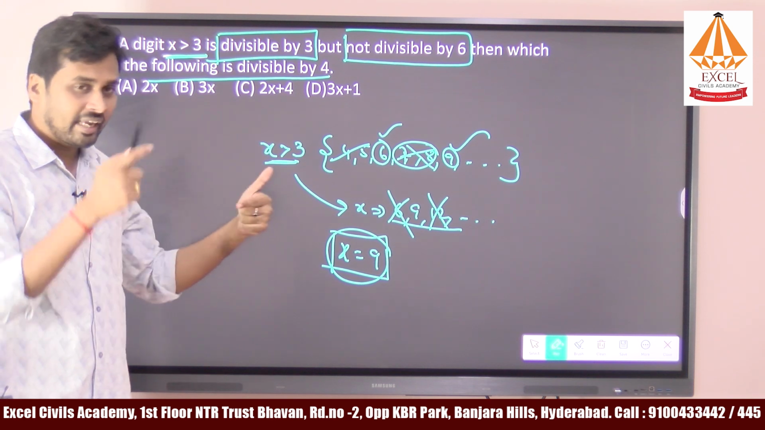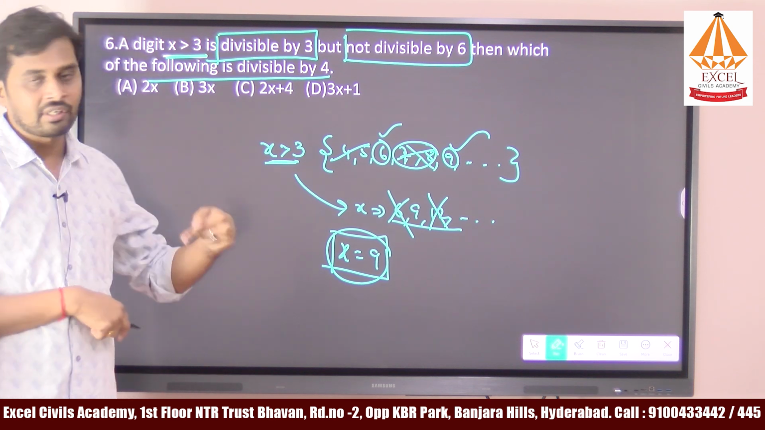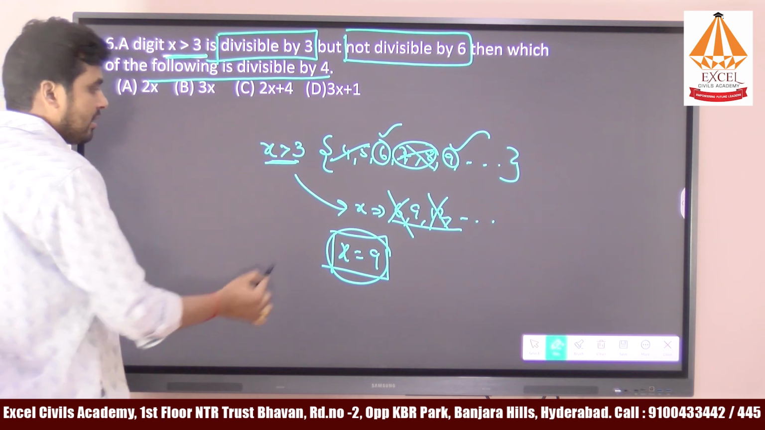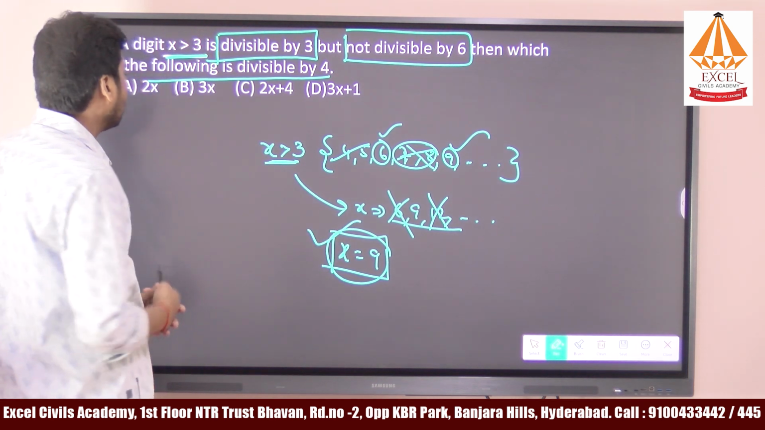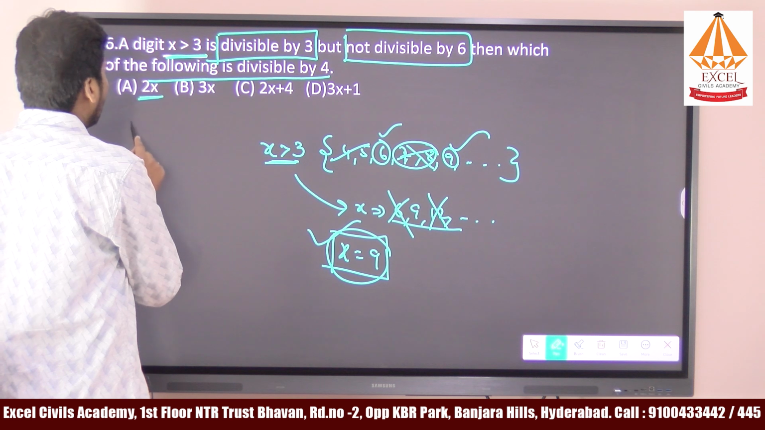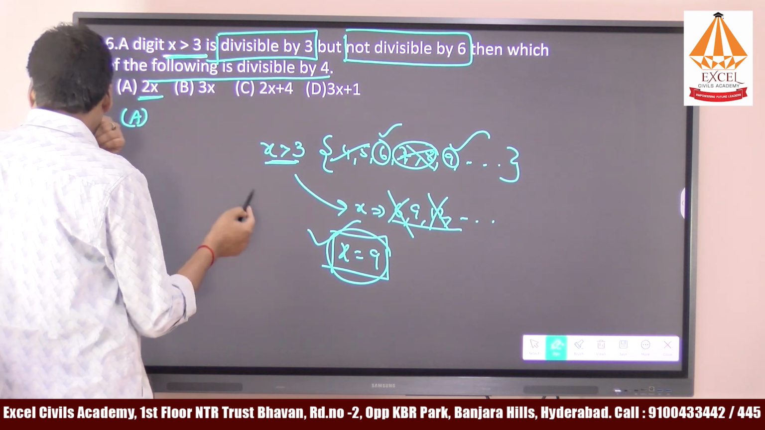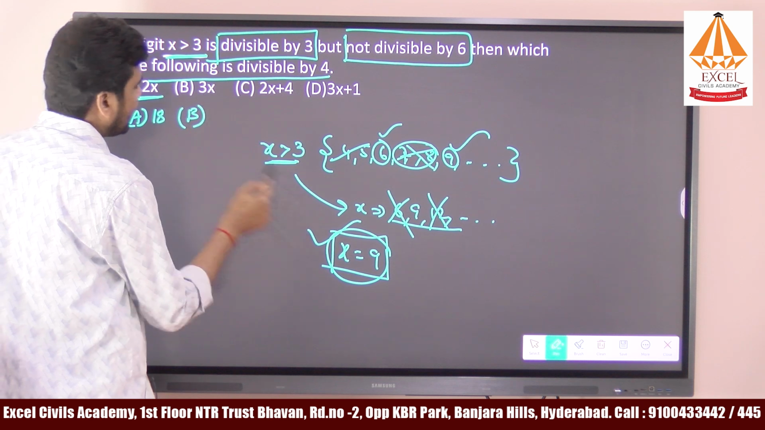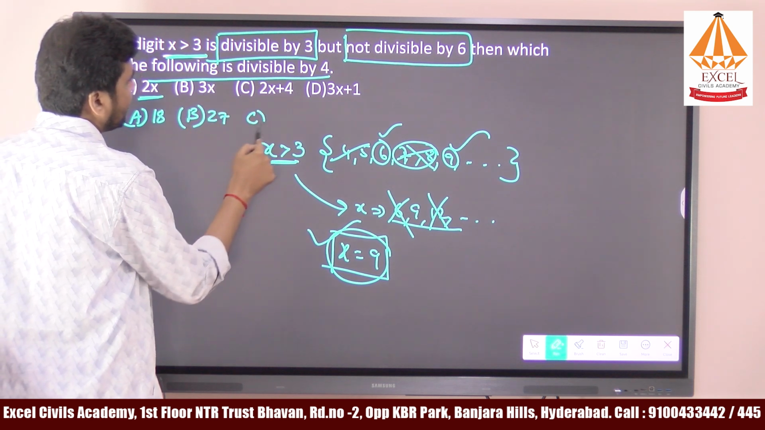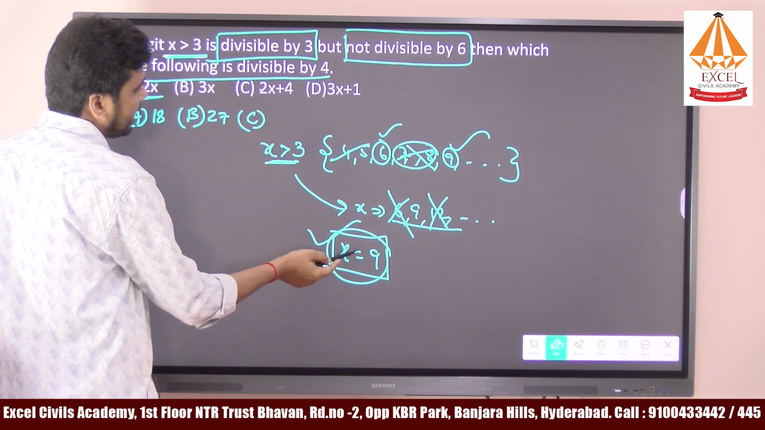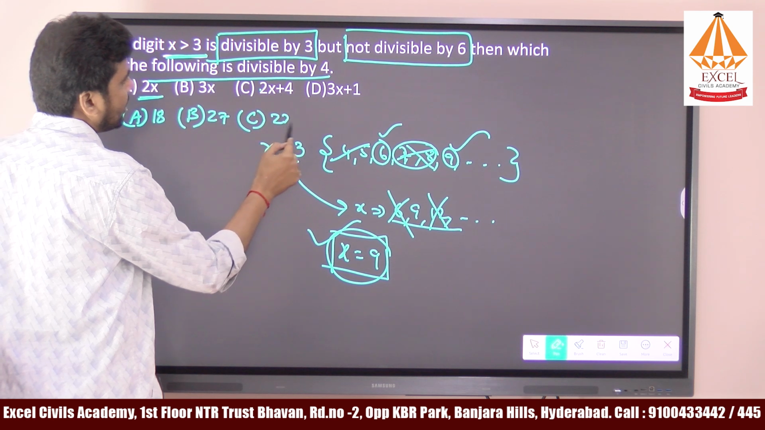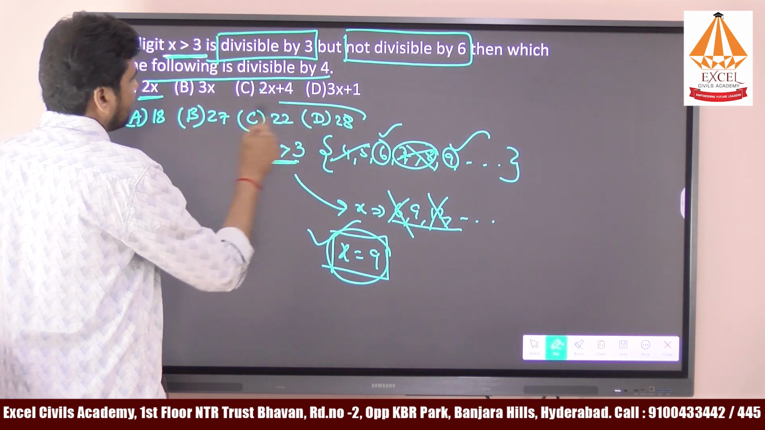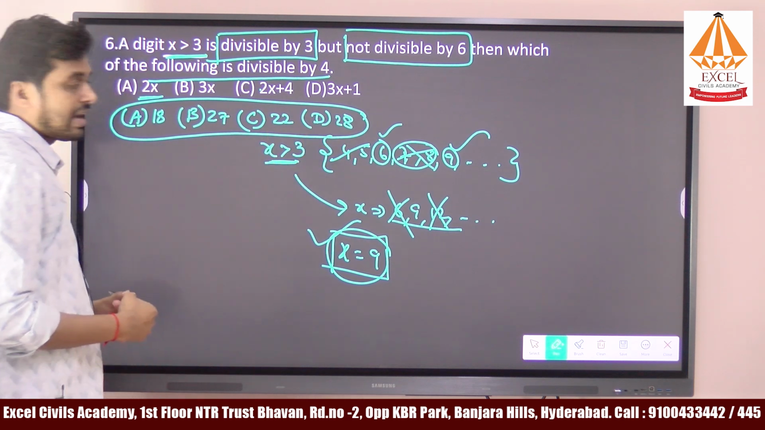After taking that x value, we have to check which numbers among the given numbers are divisible by 4. We got the x value as 9. So now take the values of a, b, c, d. A is 2x, which is 2 times 9, that is 18. B is 3x, 3 nines are 27. C is 2x plus 4, 2 nines are 18, 18 plus 4 is 22. D is 3x plus 1, 3 nines are 27, plus 1 is 28. We got the values of a, b, c, d.